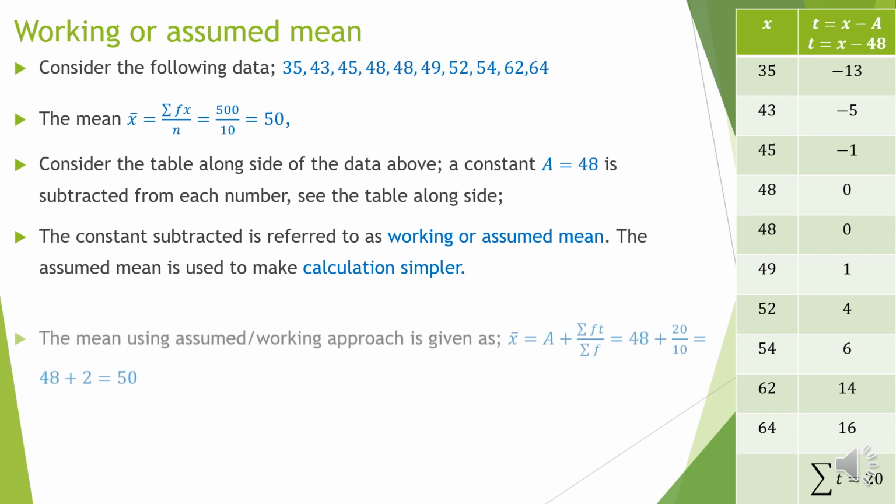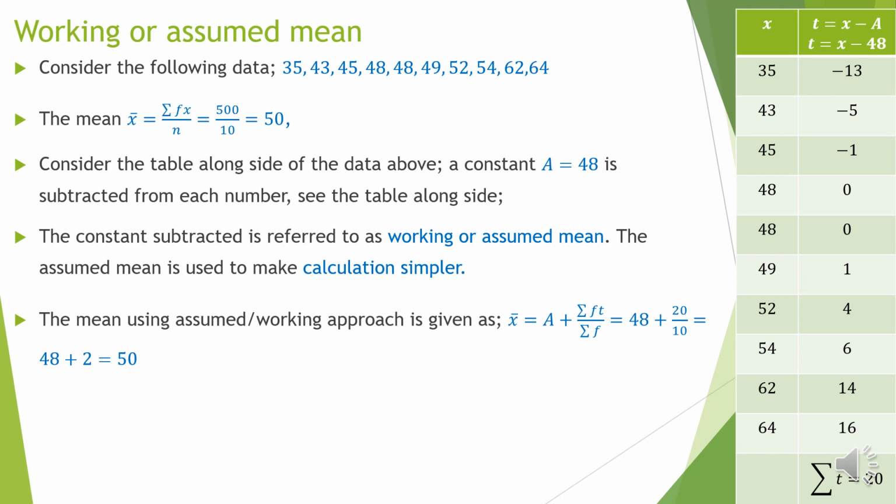Now, therefore, the mean using the assumed mean or working mean approach is given by x bar equals a plus summation of ft over summation of f. For this case, we have our assumed mean to be 48, plus the summation of ft to be 20, and then the total frequency is 10. So we are getting 48 plus 20 over 10, which is 2. Therefore, 48 plus 2 is 50.